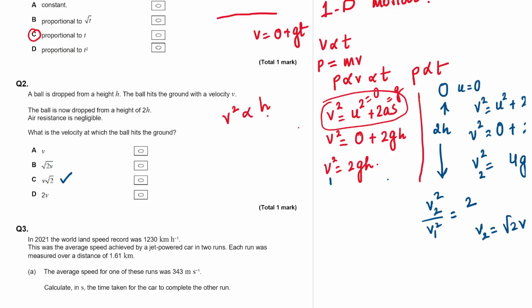So when height doubles, for this to satisfy, the velocity should become root 2 times. It's the square root of double, because this is squared. Let's say another example: if your height triples, what do you think the velocity would be? Take a guess. Yes, it would be root 3 times. So in this case, it will be root 2.